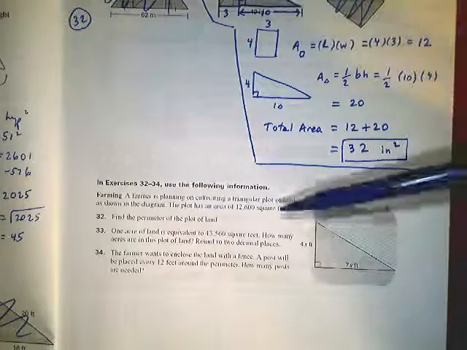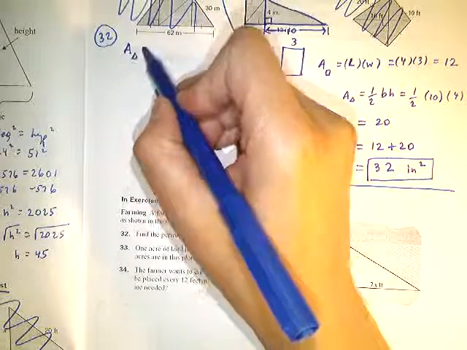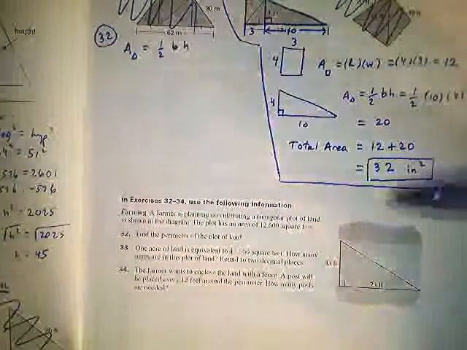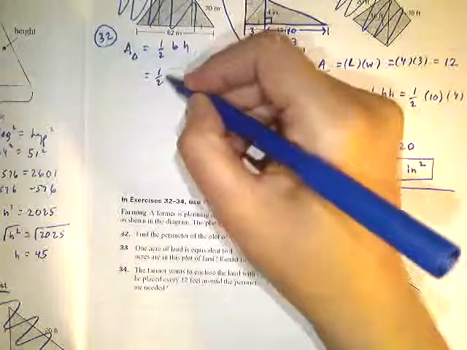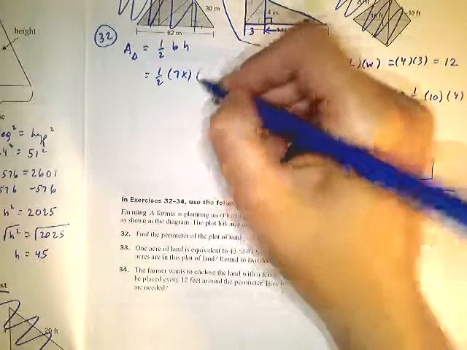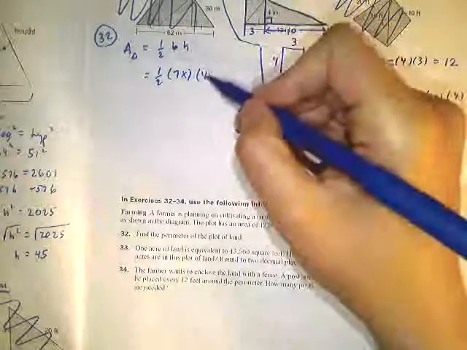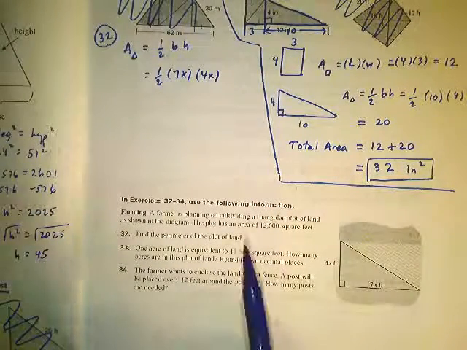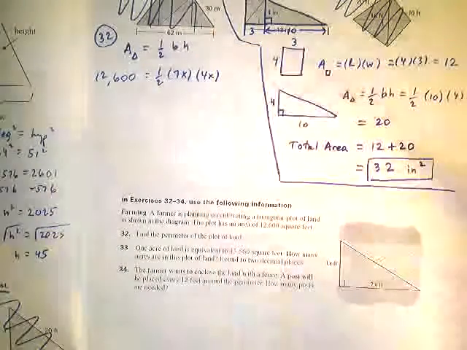So area, I'm going to start with that. The area of a triangle is 1/2 times base times height, right? Well, this triangle, as we're looking at it, this would be the base down here, right? 7x. And this would be the height right here, 4x. And then they told us the grand total of area is 12,600 square feet.